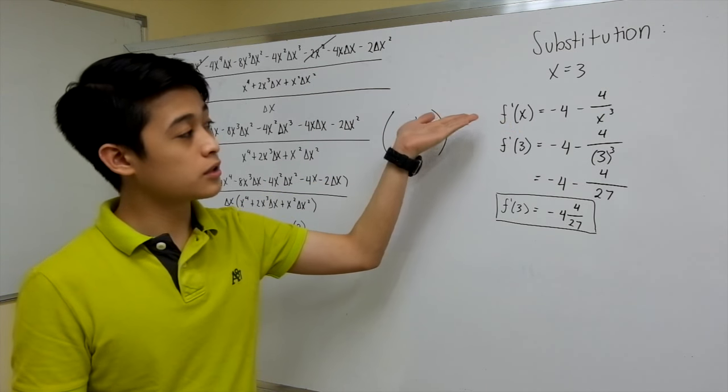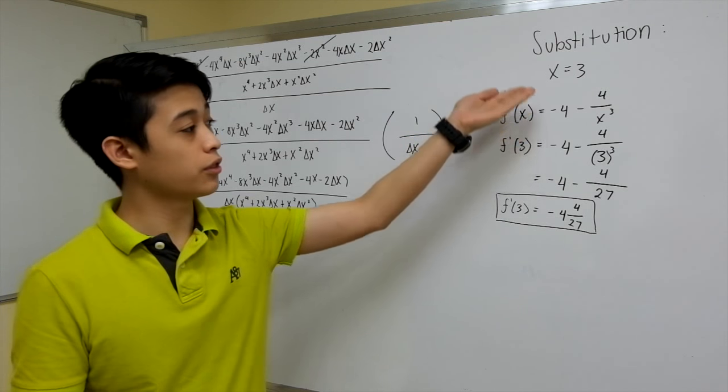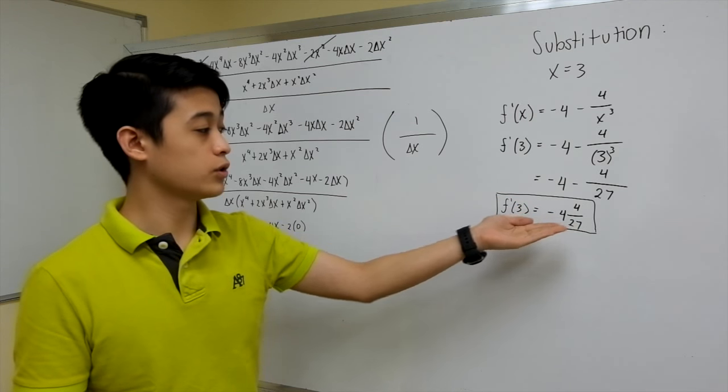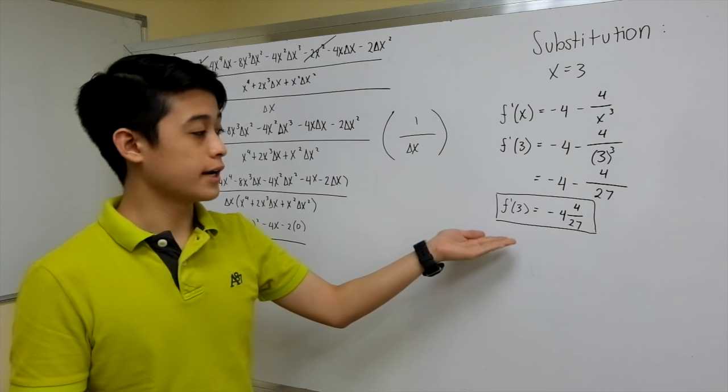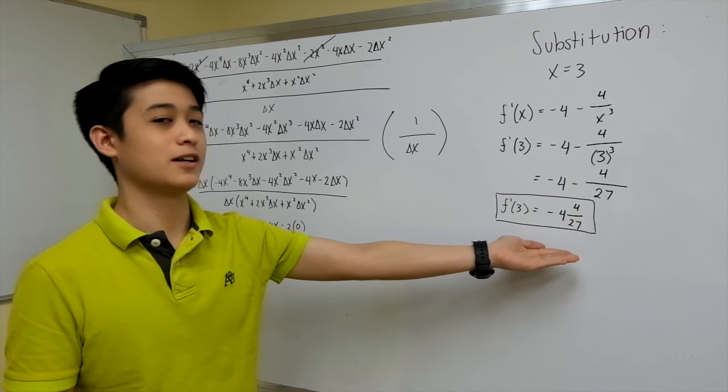So since the derivative is negative 4 minus 4 over x cubed, you just have to put 3 in the x, and it becomes negative 4 minus 4 over 27, which is further simplified into negative 4 and 4 over 27, and this is the final slope of the tangent line.